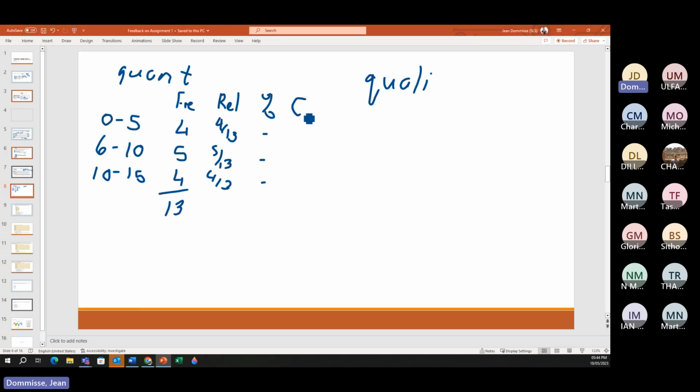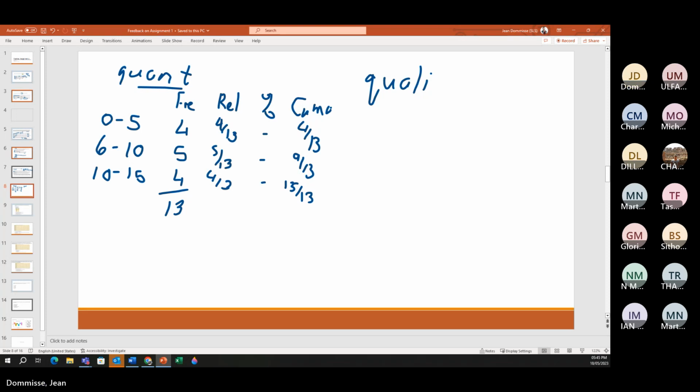And then I could have added cumulative as well, because the first one would have been 4 divided by 13. Then the cumulative will be 9 divided by 13, and then the last one would have been 13 divided by 13. So that is when I work with quantitative.